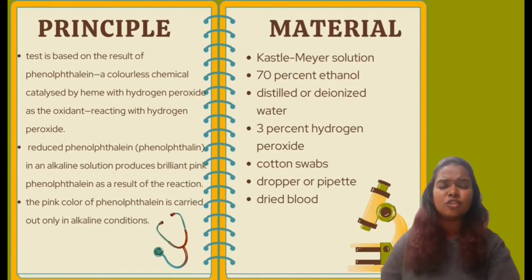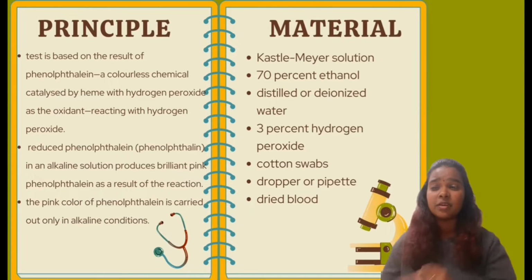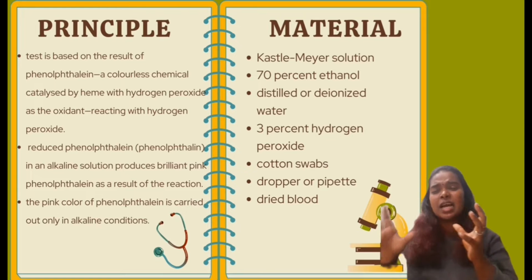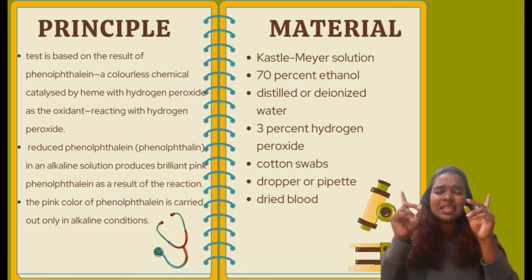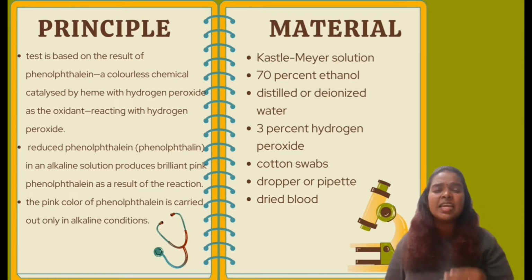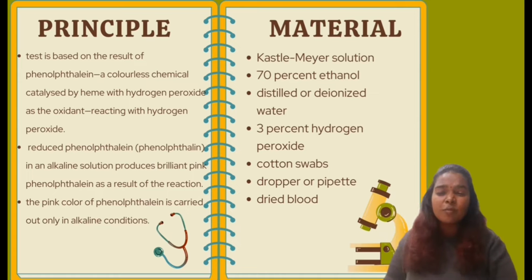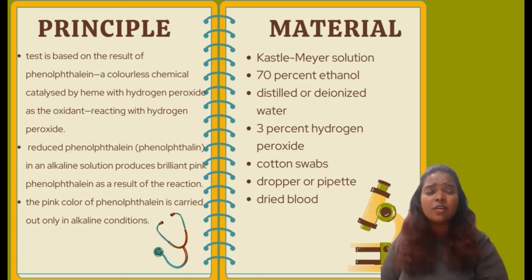Let me explain the principle of this test. The principle of the Kastle-Meyer test is based on a reaction in which phenolphthalein, which is a colorless compound, is catalyzed by heme with hydrogen peroxide as the oxidant. The resultant reaction consists of reduced phenolphthalein in an alkaline solution producing phenolphthalein of a bright pink color. The pink color is produced only in alkaline condition. In the following slides, we will go through how to perform a Kastle-Meyer test.